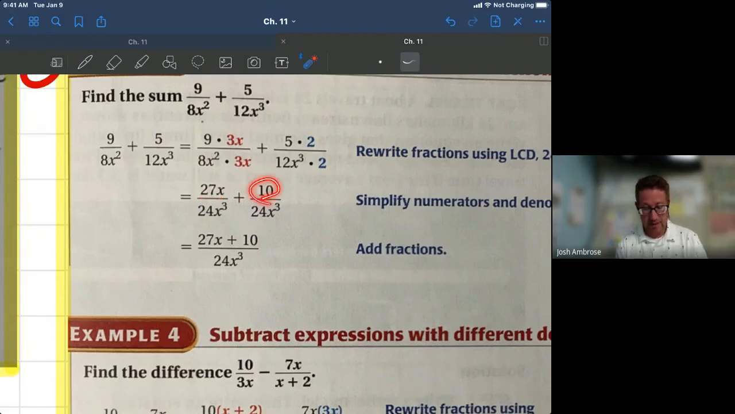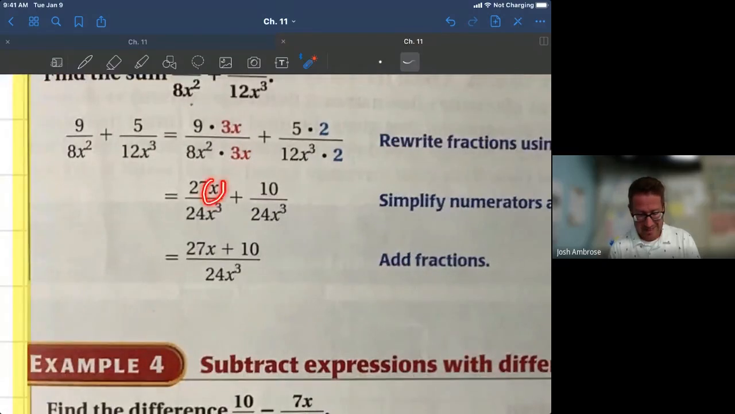27x plus 10. Why can I not combine that? Why does that not create 37? It does not create 37 because 27 has an x. The 10 doesn't have anything there. All right? You have to remember like terms. Only combine like terms. 27 has an x. The 10 doesn't have anything. So it's just put them next to each other. 27x plus 10. That's simplified.